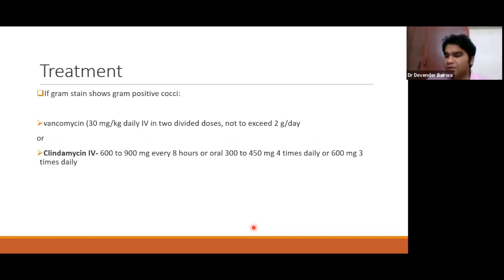If your Gram stain is showing Gram-positive cocci, it is most commonly treated with vancomycin, given 30 mg per kg daily IV in 2 doses, and generally it should not exceed more than 2 gram per day. If vancomycin is not available or there is an allergy, then you can go with clindamycin, given IV 600 mg every 8 hours, or we can give it orally, 300 to 450 mg 4 times daily, or 600 mg 3 times daily.